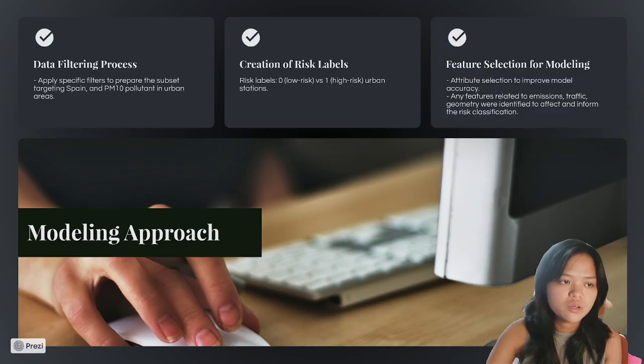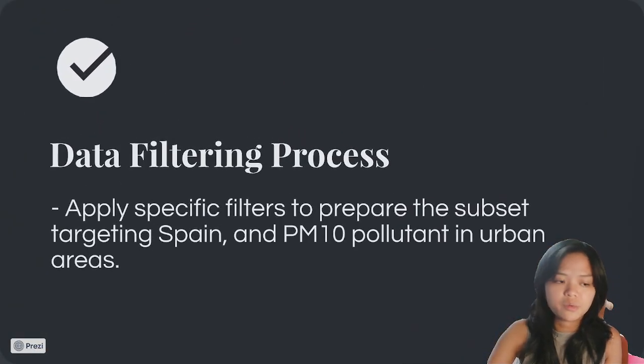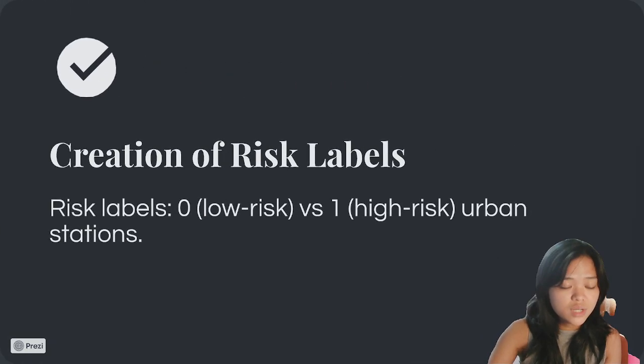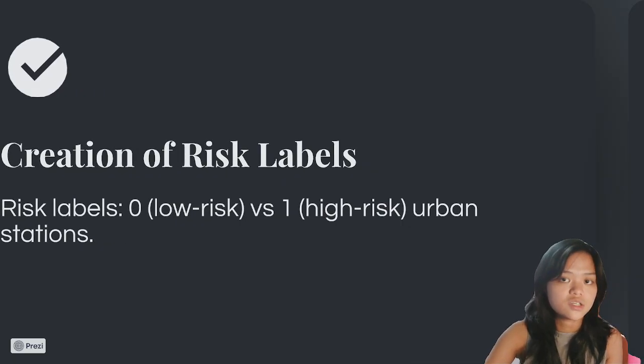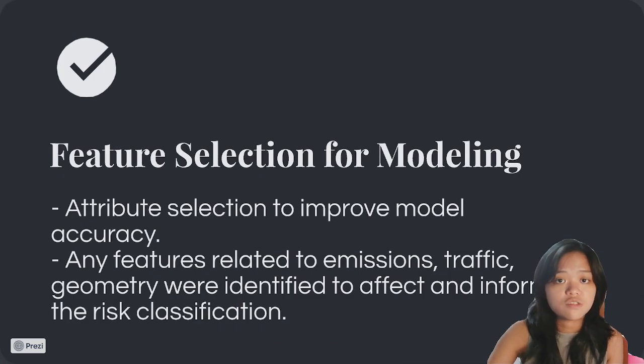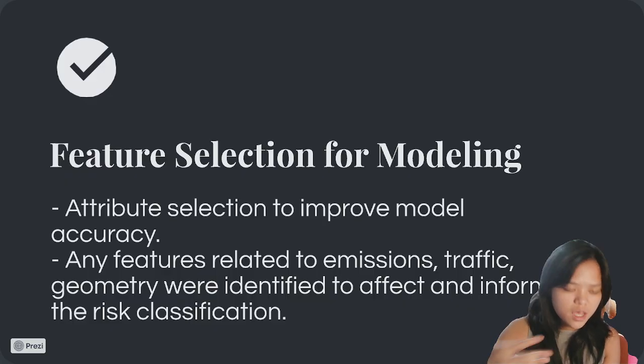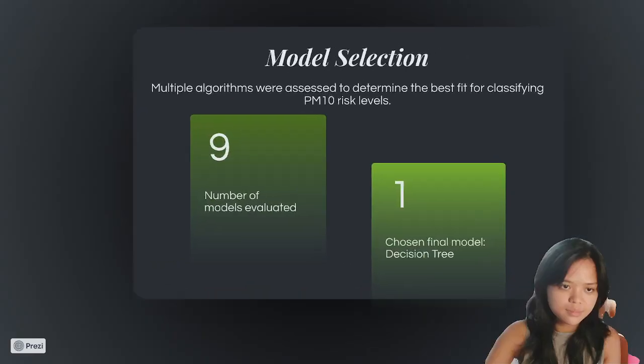The modeling approach started with the filtering process. Like I said earlier, we applied specific filters to prepare the subset targeting Spain, the PM10 pollutant, and urban areas. And then we created the risk labels, 0 versus 1, which is low risk versus high risk urban stations. For feature selection, we used attribute selection to improve model accuracy, and any features related to emissions, traffic, and geometry were identified to affect and inform the risk classification.